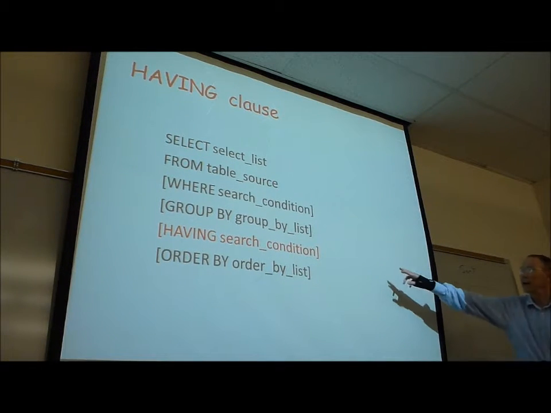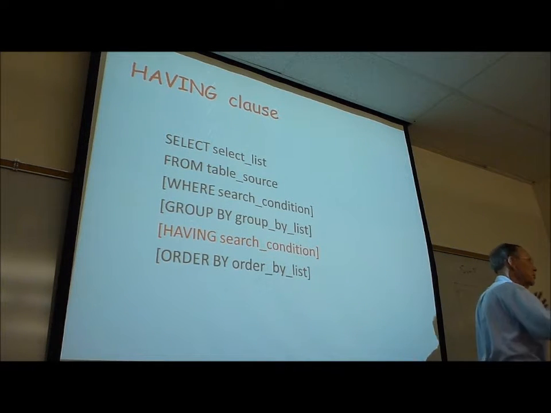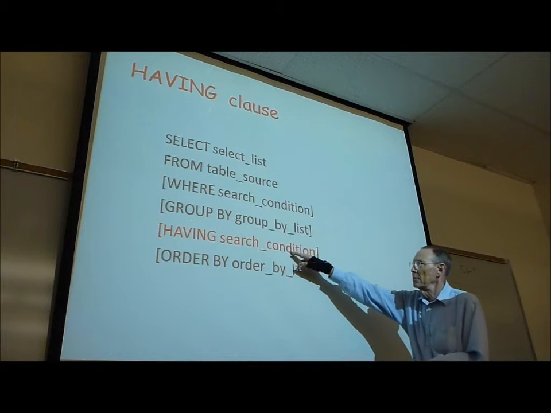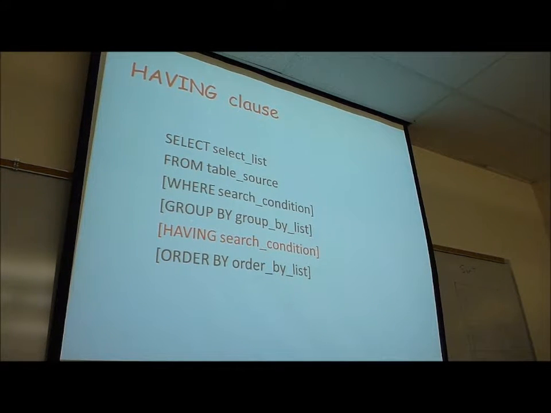Okay, the where clause filters rows in the original result set. But after I aggregate, there's no more where clause operation. So now I have this group of things. I can use the having clause to determine which groups to filter out.